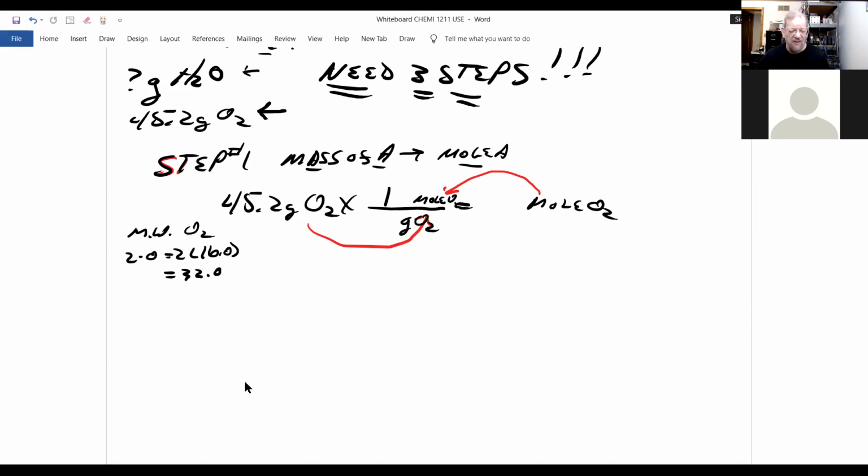So for every 1 mole of oxygen gas, you have 32.0 grams of oxygen. And notice grams of oxygen divided by grams of oxygen cancel out, because A divided by A equals 1. This is 3 significant figures. And this is 3 significant figures. And now I'll pick up my calculator, because I know I'm going to get moles of oxygen.